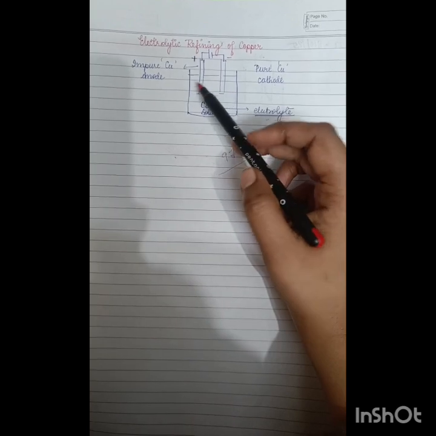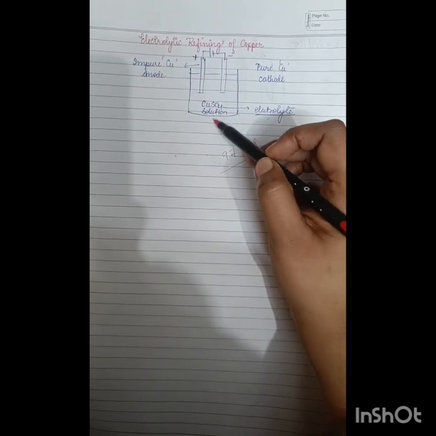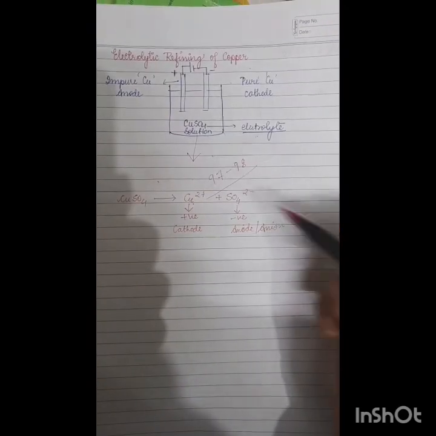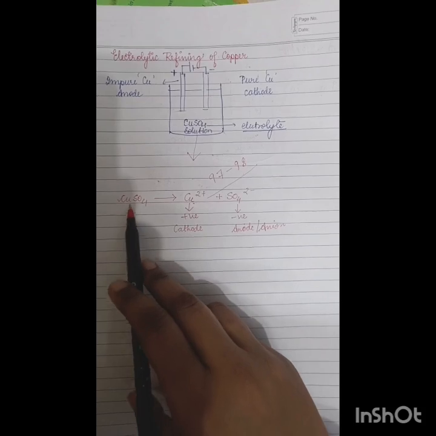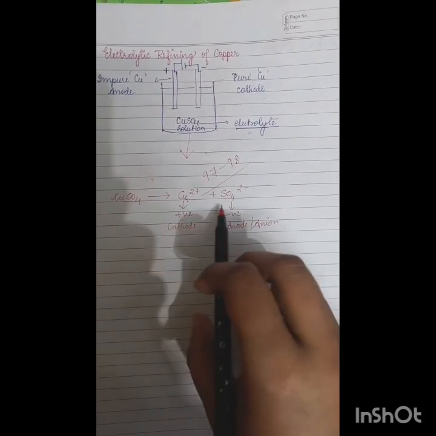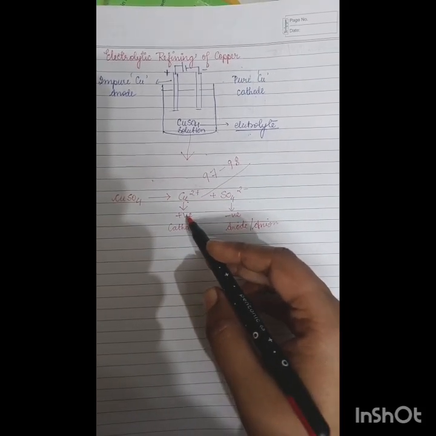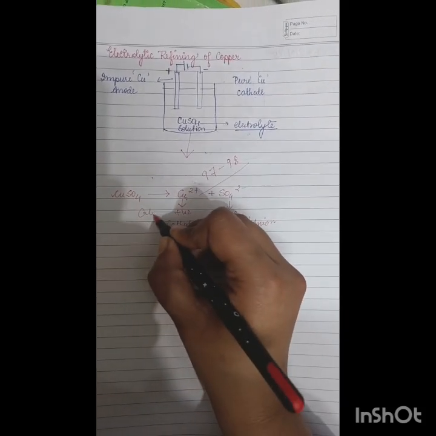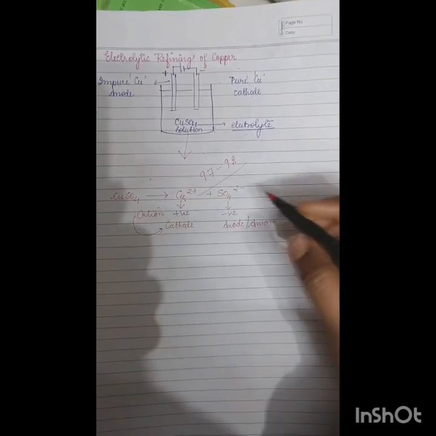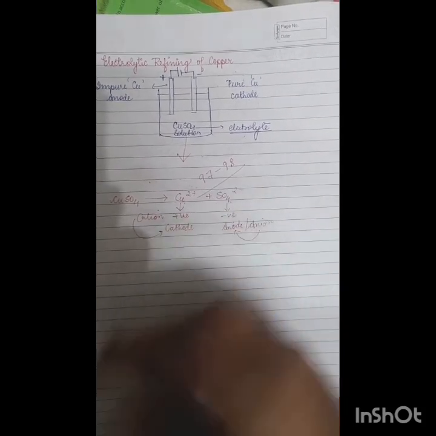Now what happens? When electricity passes through the solution, breakdown of CuSO4 happens. So electrolytic decomposition is happening, which means CuSO4 dissociates into Cu2+ ion and SO4 2- ion. Cu2+ ion is a positive ion, that is a cation, and we know CC, which means the cation will go to the cathode, and this is a negative ion, which means the anion will go to the anode.